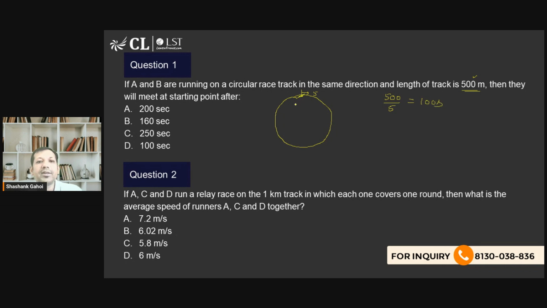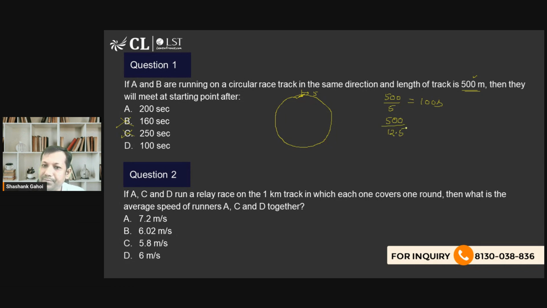Then again after 100 seconds later A is going to reach here. So A is going to reach the starting point after 100 seconds, 200 seconds, 300 seconds. So they are going to meet again at the starting point after 100 seconds or 200 seconds or 300 seconds later. So in that case B cannot be the answer, C cannot be the answer. Now what is the speed of B? What is the distance that B is going to cover?